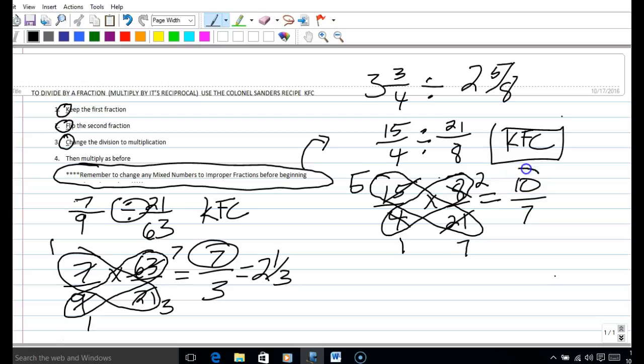Again, this is an improper fraction because the top's larger than the bottom. So I'm going to express it as a mixed number. So in this class, until you're told otherwise, I want you to express all improper fractions as mixed numbers. So 7 going into 10 one time, you have 3 left over. So this is equivalent to 1 and 3/7.